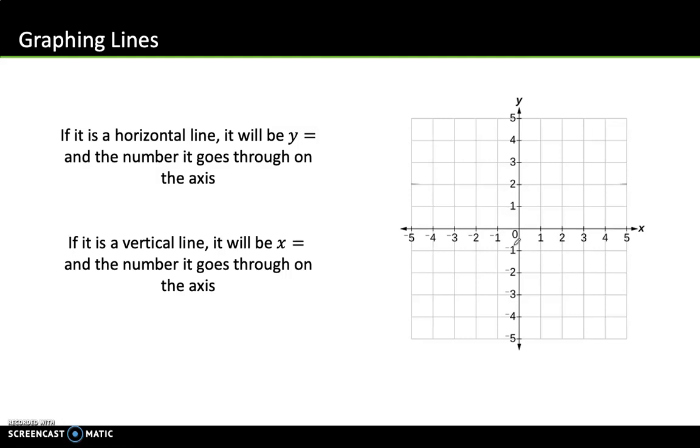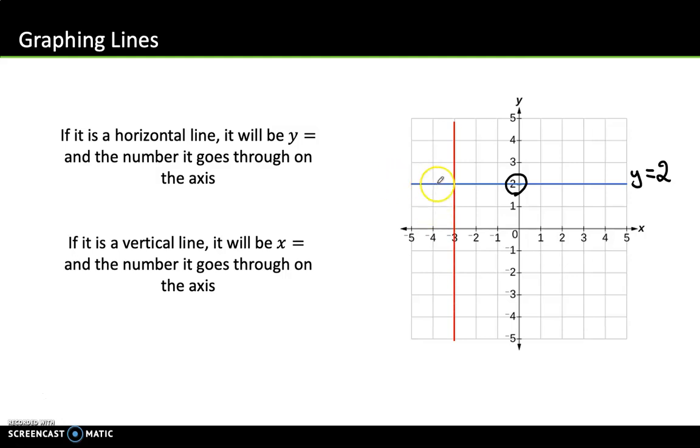Okay, so for example, you see that this is a horizontal line. If it's horizontal, it's going to be y equals, and you look at the point where it cuts through. It cuts through the point 2. So it's just going to be y equals 2. And now we'll look at a vertical line.